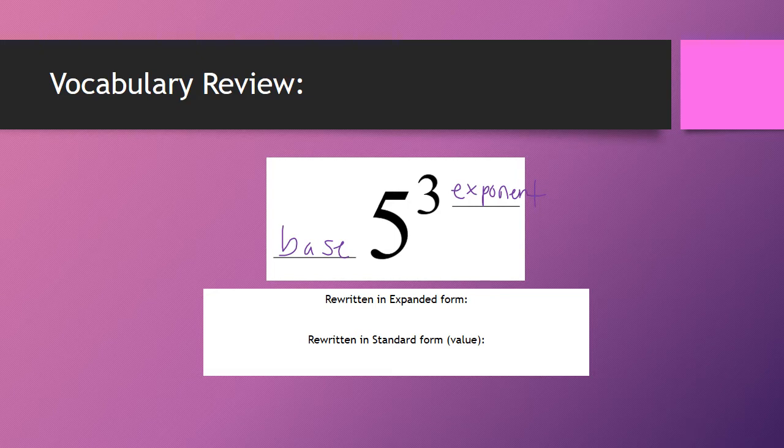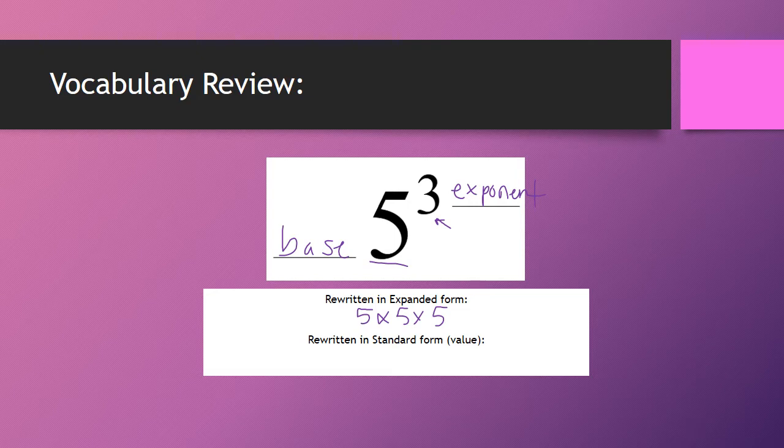Five to the third power can be written in expanded form by doing 5 times 5 times 5. We write the base only, and then the exponent tells us how many times we're going to write it. So 5 times itself 3 times, for a total of 3 times.